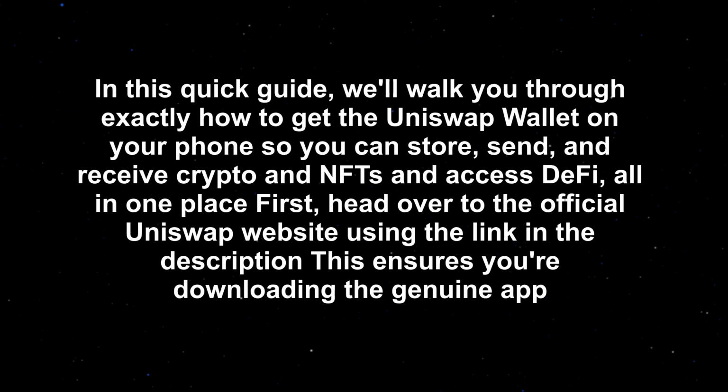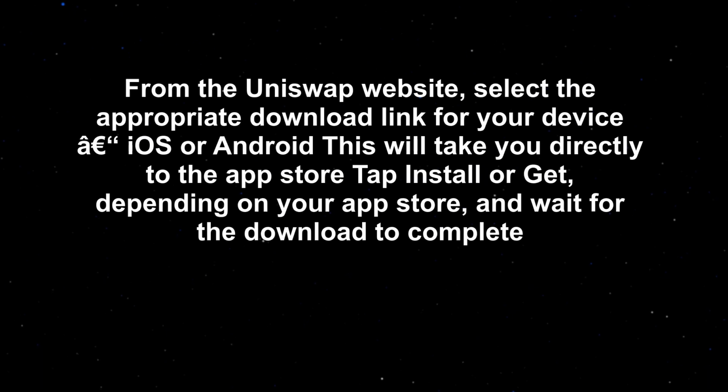First, head over to the official Uniswap website using the link in the description. This ensures you're downloading the genuine app from the Uniswap website. Select the appropriate download link for your device, whether you're iOS or Android. This will take you directly to the App Store. Tap Install or Get, depending on your App Store, and wait for the download to complete.